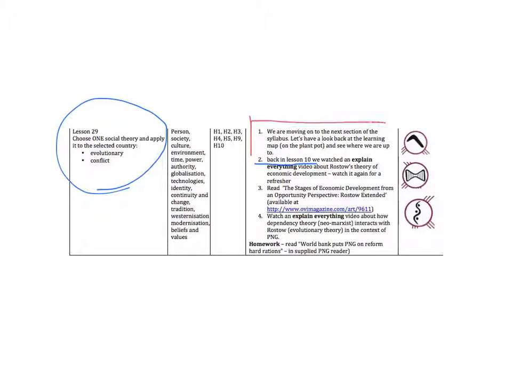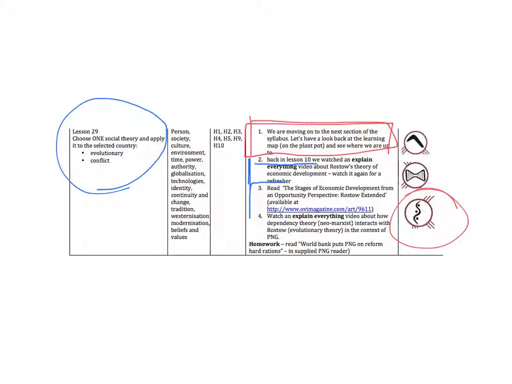Obviously first, like we do in every lesson, we're going to have a look at the map on the plant pot, but we're specifically going to do that where we move on to new sections in the syllabus, like this one, for example. So look back and rehash that explanation of Rostow's theory of economic development if you need to.